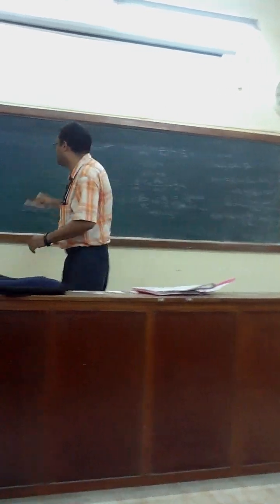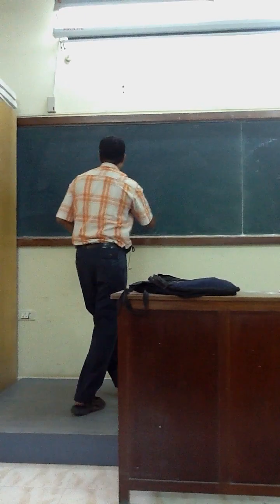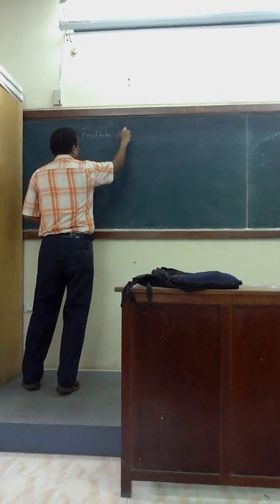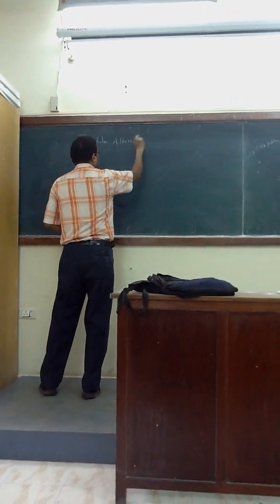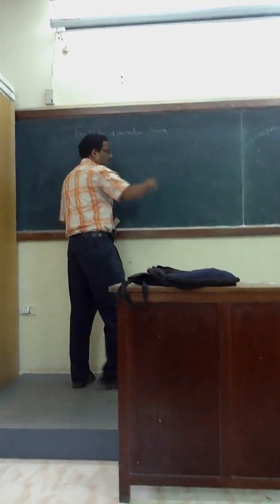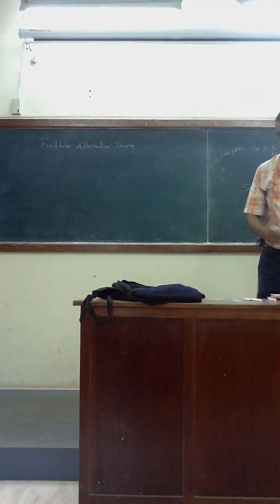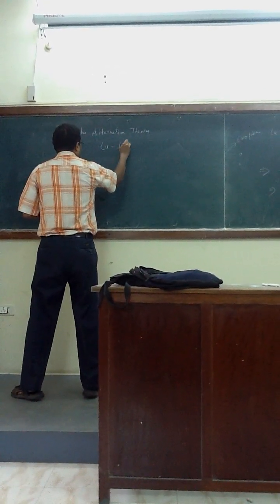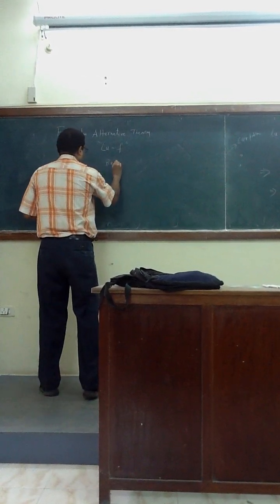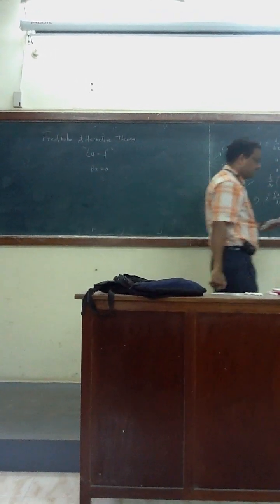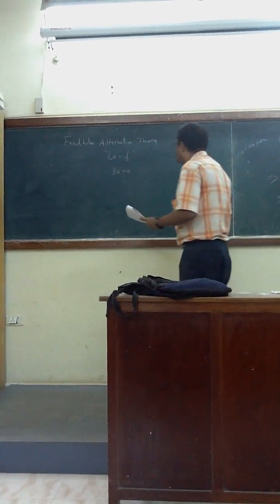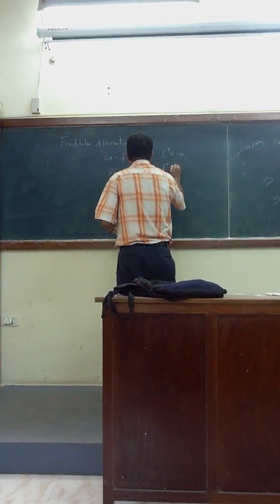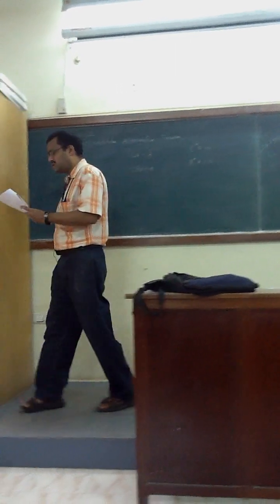Before I go to the PDEs, last is the Fredholm alternative theorem. What we actually learned earlier: Lu equals f and Bu equals 0. Right? This is a boundary operator. What's the adjoint problem if you are constructing? L star v equals 0 and B star v equals 0. This is the adjoint problem, right?